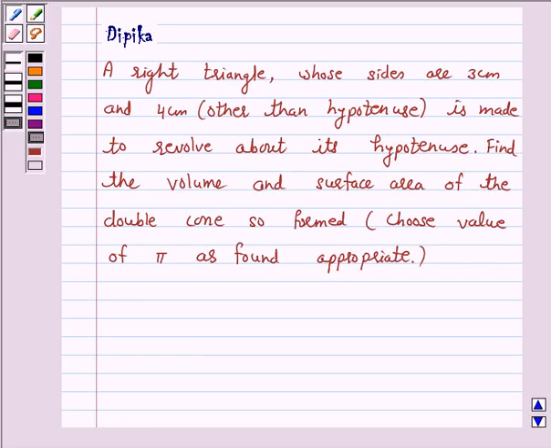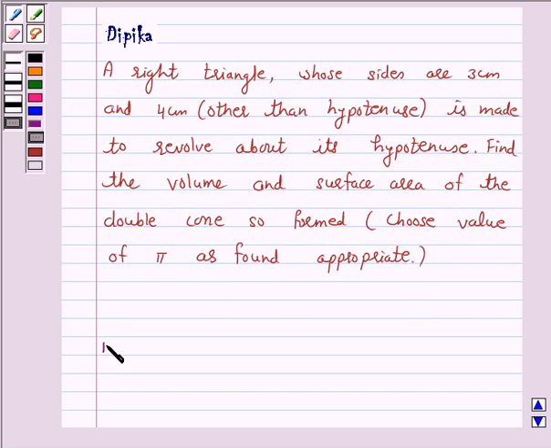I am Deepika here. Let's discuss a question which says: a right triangle whose sides are 3 cm and 4 cm other than the hypotenuse is made to revolve about its hypotenuse. Find the volume and surface area of the double cone so formed. Choose the value of pi as found appropriate.